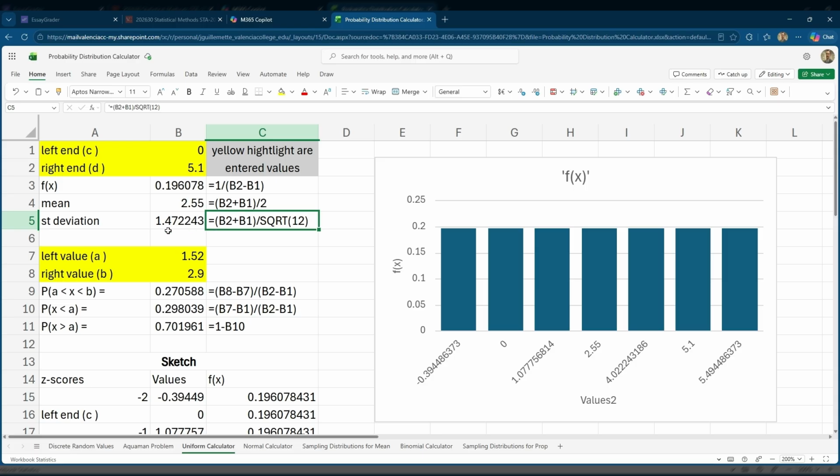All right. So we can see that the standard deviation is 1.4722. Now, if it actually asked what the function was, the function is actually 1 divided by D minus C. I'm sorry, this is D minus C. 1 divided by D minus C, and that'll give you the height of the uniform function. And so that can be really nice as well. So the uniform calculator does that.